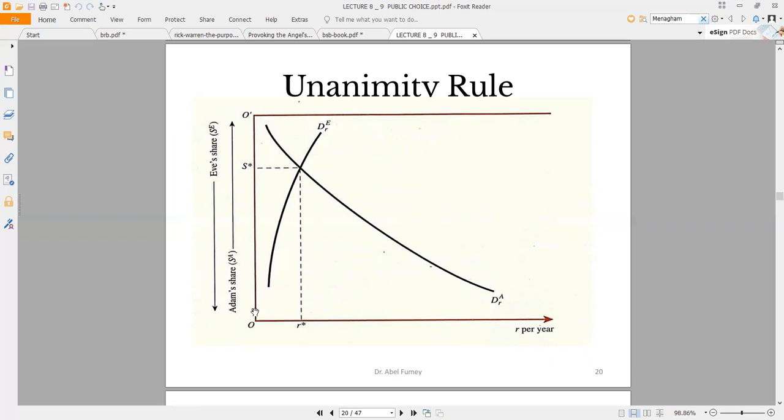So as it is increasing, it means that there's an increase in his tax share. And I'm sure you can see that as it is increasing, he will be reducing the quantity of the street lights that he demands. Okay, so the DA, as I said, is the demand curve for this street light. And Adam will demand less whenever there's an increase in the tax share.